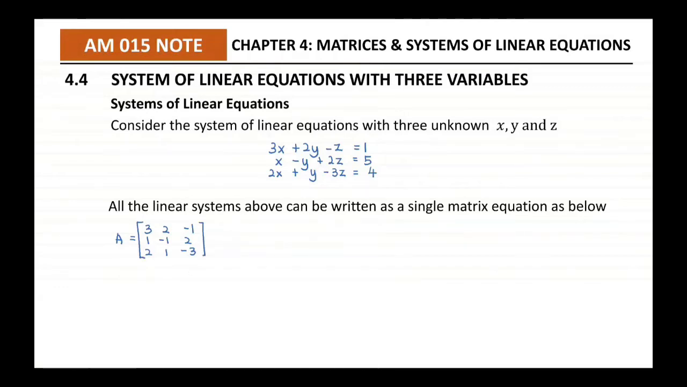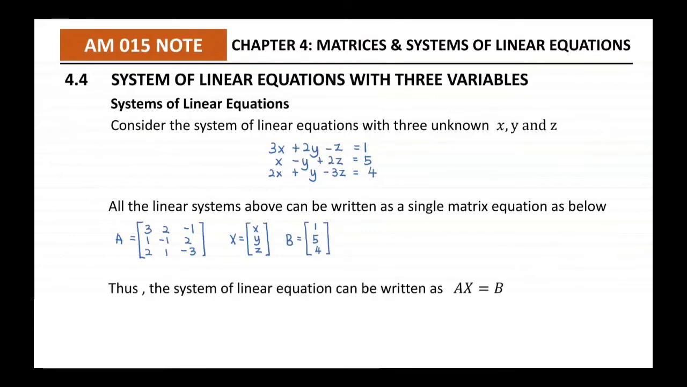Unknown yang kita ada x, y, z tu sebagai matrik X. So this one x, y, z. And selebihnya 1, 5, 4 sebagai matrik B. 1, 5, 4. The system of linear equations can be written as AX equals to B. So daripada sistem linear equation ni kita boleh tukar kepada AX equals to B.